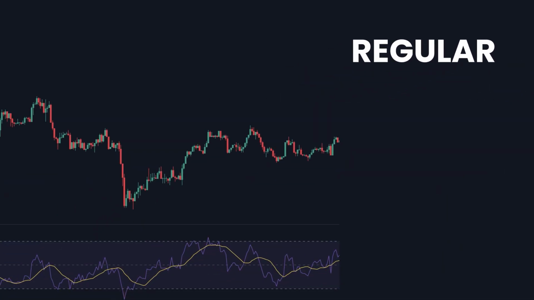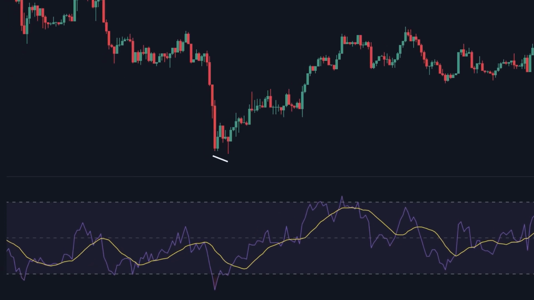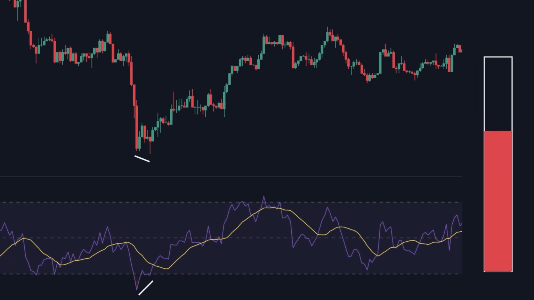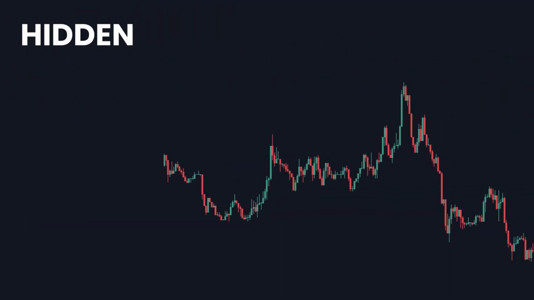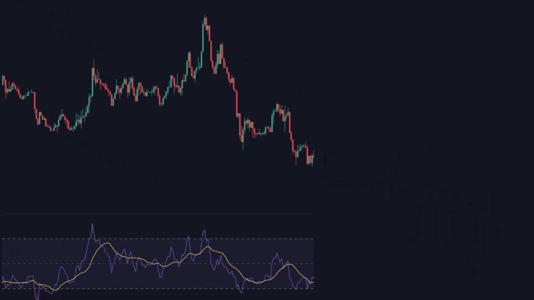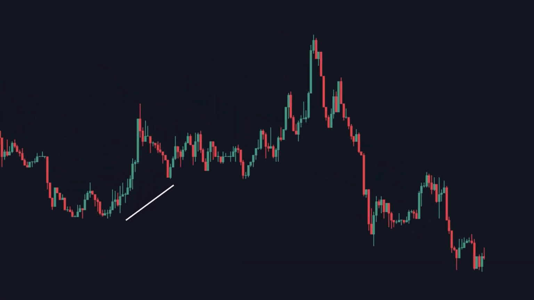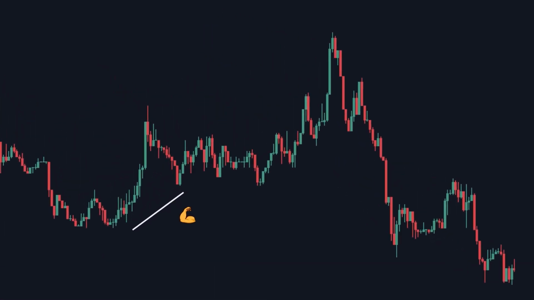Regular divergence often signals a possible reversal. This happens when the price makes a lower low, but the RSI forms a higher low. It's a sign that selling momentum is weakening, even though the price keeps falling. Hidden divergence, on the other hand, suggests the trend will continue. If the price makes a higher low, while the RSI forms a lower low, it indicates the pullback had stronger bearish momentum, but the overall uptrend is still strong. In this case, hidden divergence gives us more confidence that the trend will carry on.